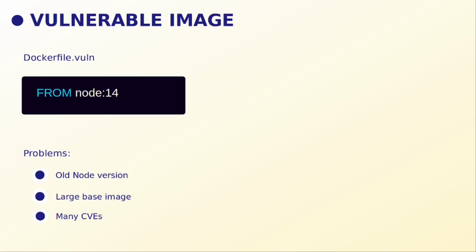Vulnerable image. Now let's look at the vulnerable Dockerfile. It uses a Node 14 image. At first, this looks fine, but there are several problems. Node 14 is outdated. The image is large. It contains many known vulnerabilities. This is a very common mistake in real projects. Developers often use old base images without checking security.